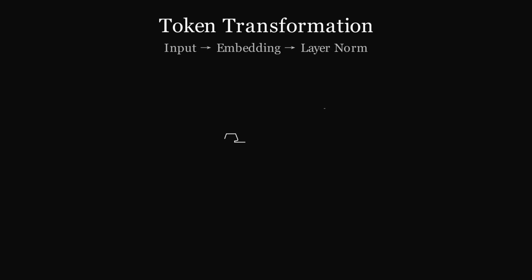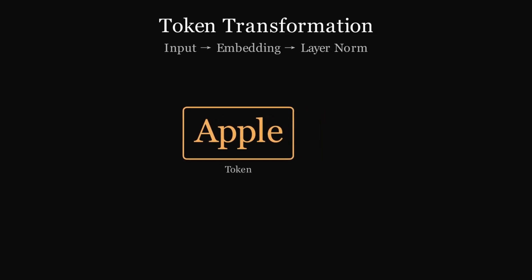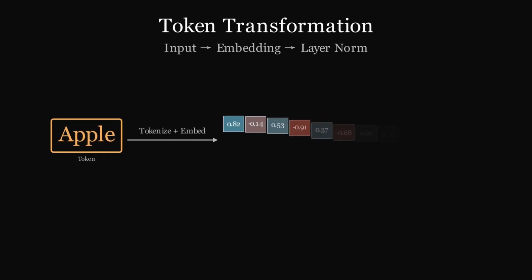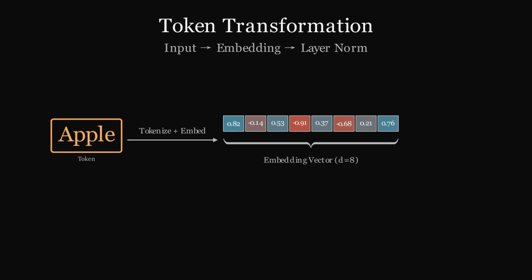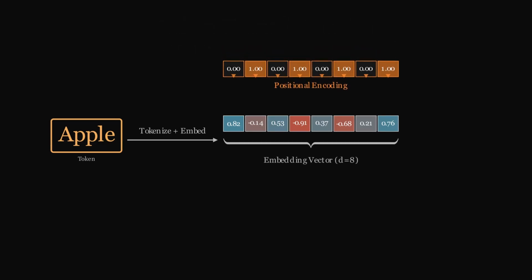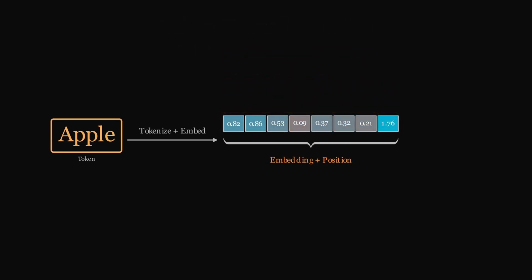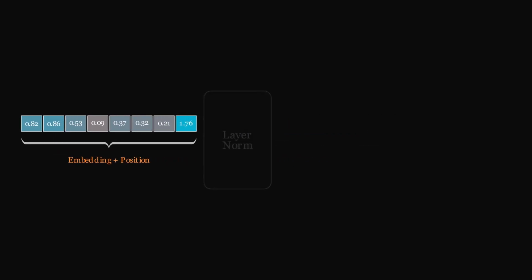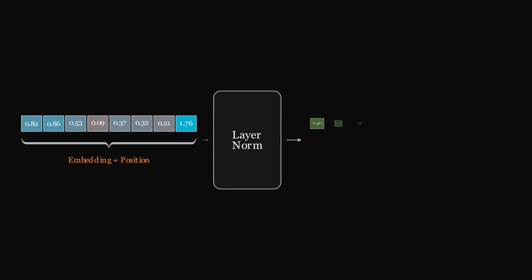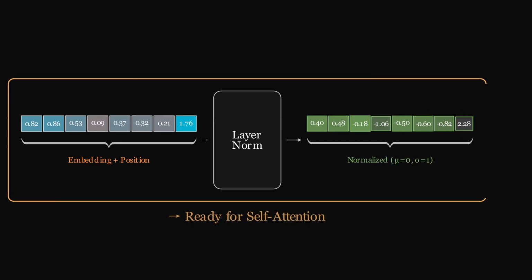Okay guys, thanks for watching this video. In the end, we have now completely understood how we can convert any token ID into an embedding and add positional encoding to it. And this will be ready for self-attention once we apply a normalization step on this. So to understand how normalization works, please watch my next video, and thanks for your time.